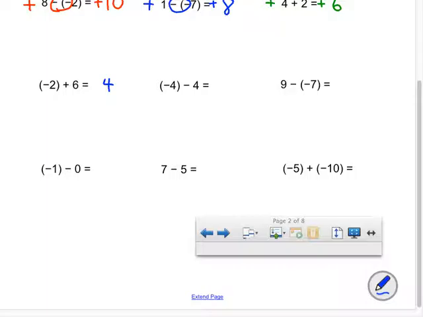Right, and why is it going to be positive? Because 6 is the magnitude that is larger. Positive 6 has a greater magnitude than negative 2. Or you can think about it this way: it's farther away from 0. So I'm going to keep the sign with the number that has the larger magnitude. 6 has the larger magnitude, so my answer sign is positive because 6 was positive. Okay? Who can answer the next one?